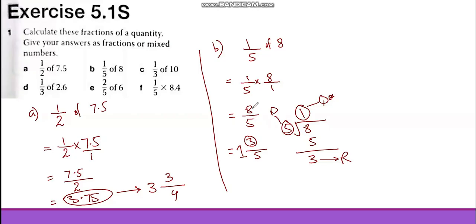This fraction was basically an improper fraction, that's why we have converted it into a mixed number. I'm leaving the remaining parts for you. You can easily calculate by multiplying. Let's do the next question.